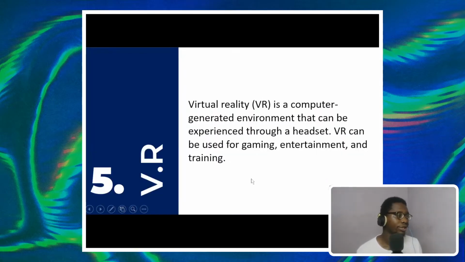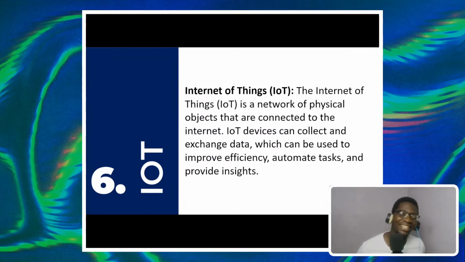Okay, so we are going to move on from VR to IoT, the Internet of Things. This is a very touchy field, and IoT is actually the generation in which we are. If you didn't know, there are about 5 generations of technological advances, beginning way back as technological devices improved. Basically, the Internet of Things is a network of physical objects that are connected to the internet. IoT devices can collect and exchange data, which can be used to improve efficiency, automate tasks, and provide insights.